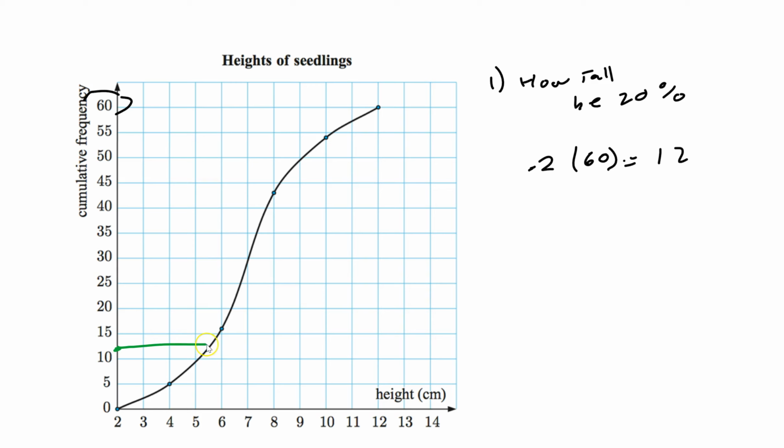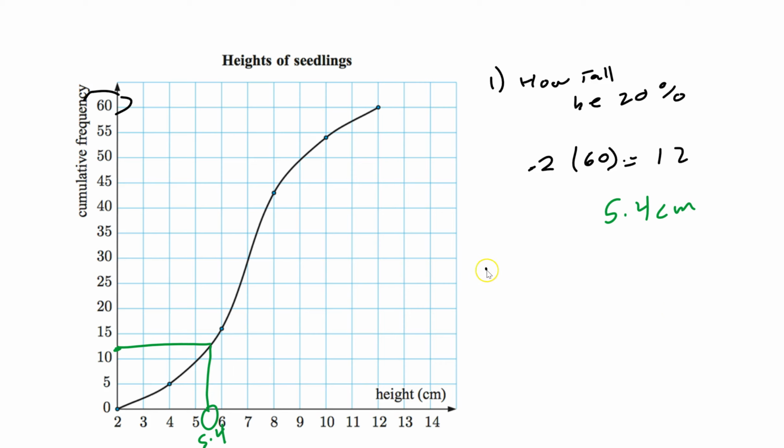Then you go across. And remember, the question was how tall, not how many seedlings. So you go across and go down. Hopefully your lines are straighter than mine. Let's just say it's about 5.4, so about 5.4 centimeters. So that's how we do a prompt when they ask you for a percentile.